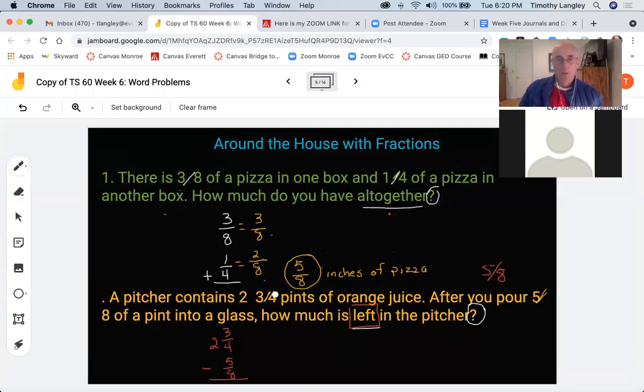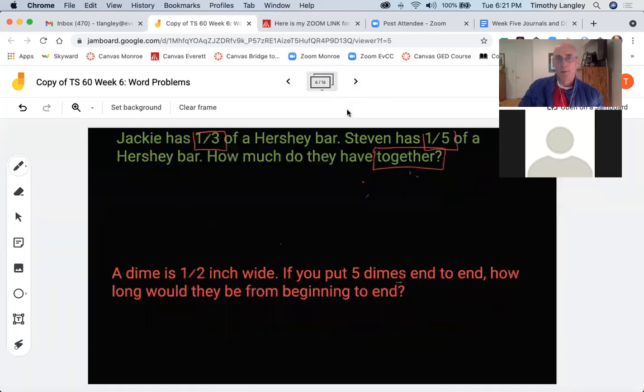Now, you might have asked, okay, how do I know which number to put on top? You've got 2 3/4 pints of juice. After you pour 5/8 of a pint in the glass, how much is left? Put your big number on top, 2 3/4 pints, right? Like I did here, 5/8 pints there, subtract, okay? So that's how we would do that. So you've got a chance there just to listen to how I process through that. Another one.